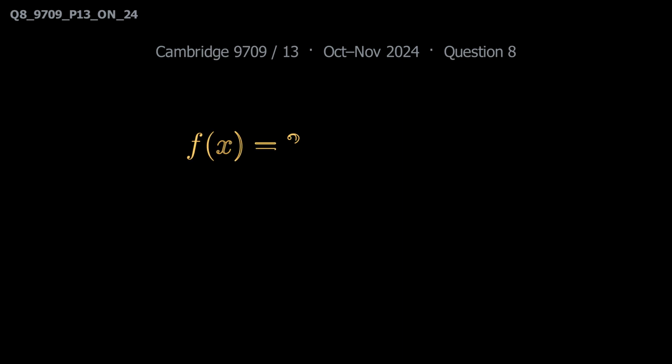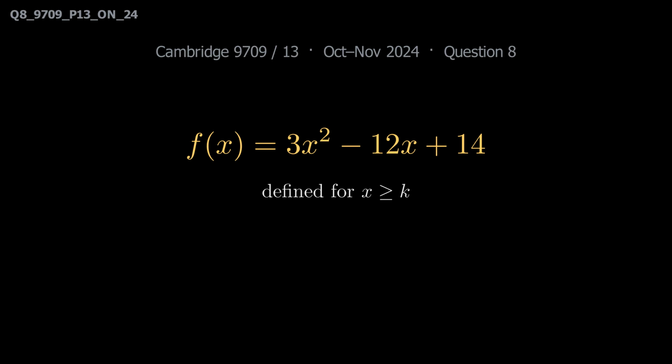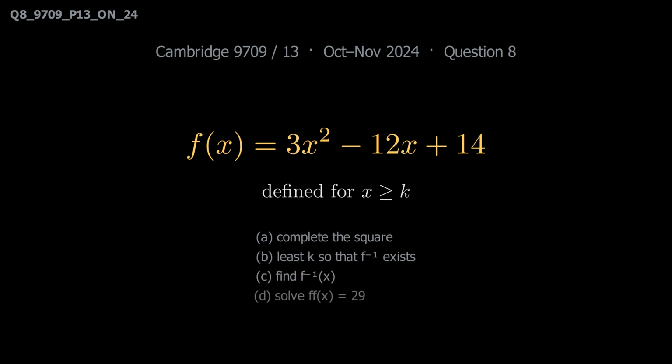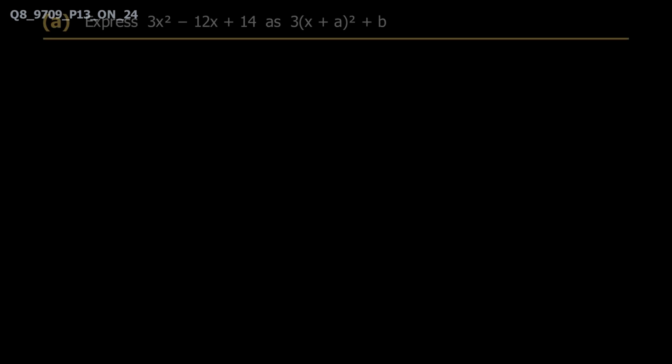f of x is 3x squared minus 12x plus 14, defined for x at least k. Parts A through D: completed square form, least k, inverse, and f of x equals 29. Part A. Write the quadratic in completed square form.